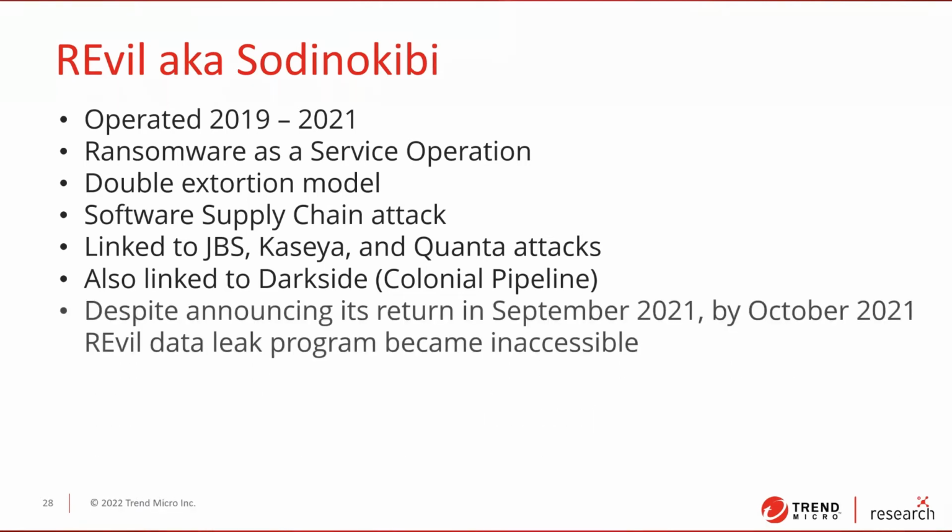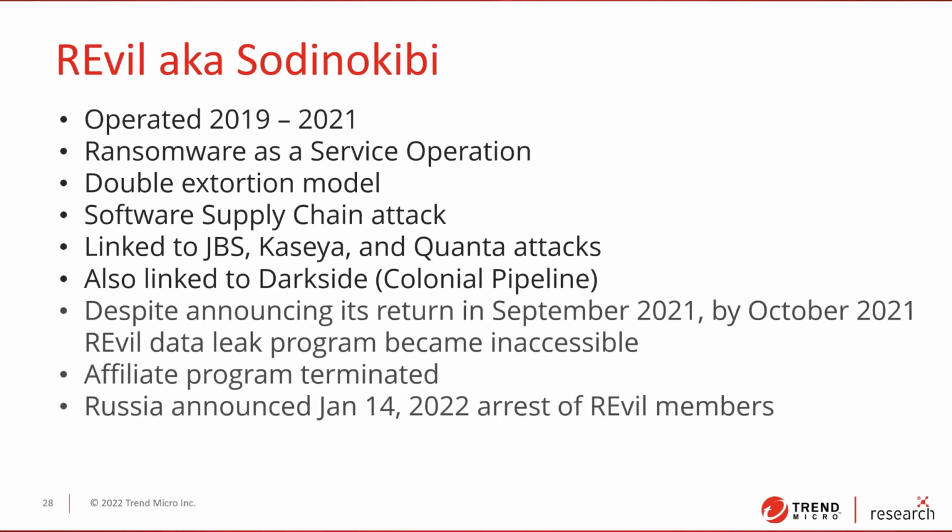Now, they did announce their return in September of 2021, but by October 2021, the Revel data leak program had become inaccessible. So certainly some of their infrastructure was being taken down. They also terminated their affiliate program. And then Russia announced on January 14th of this year that they arrested a number of Revel members.